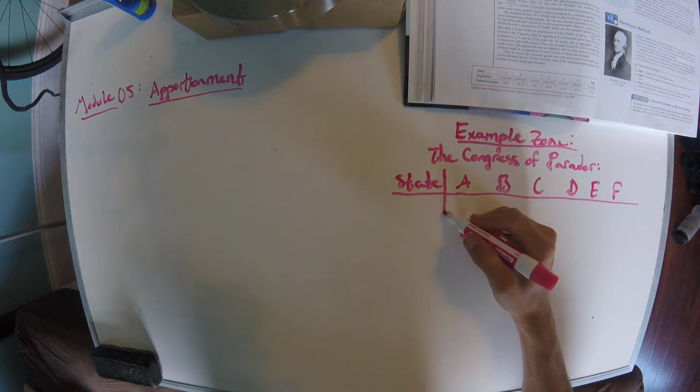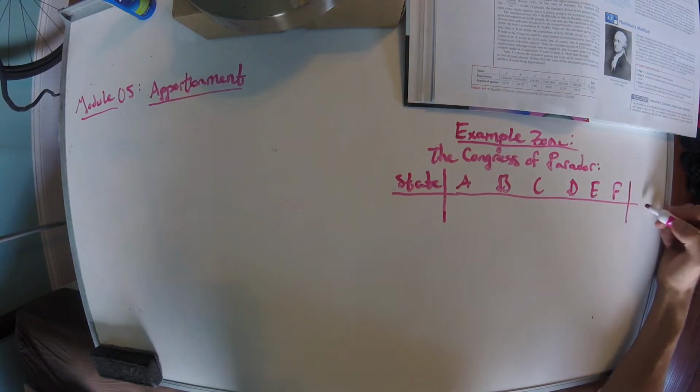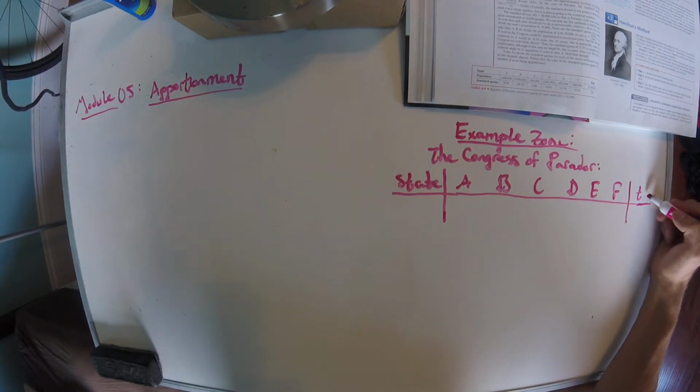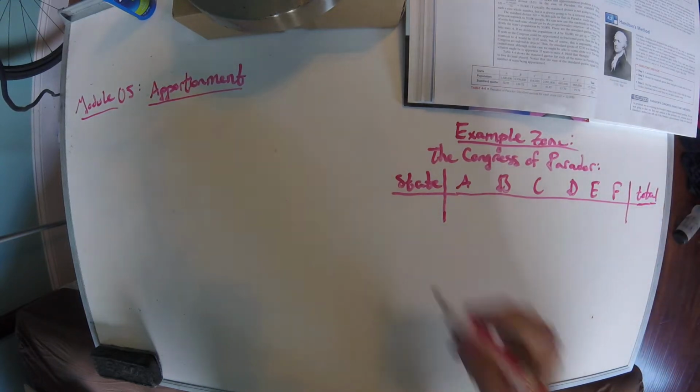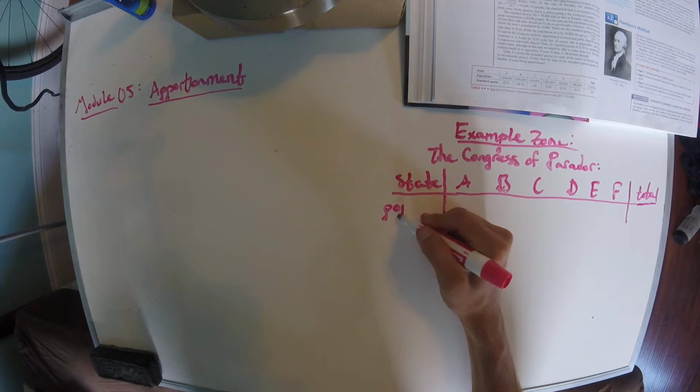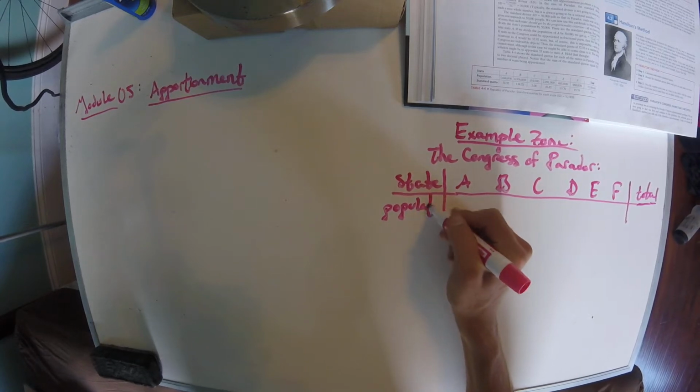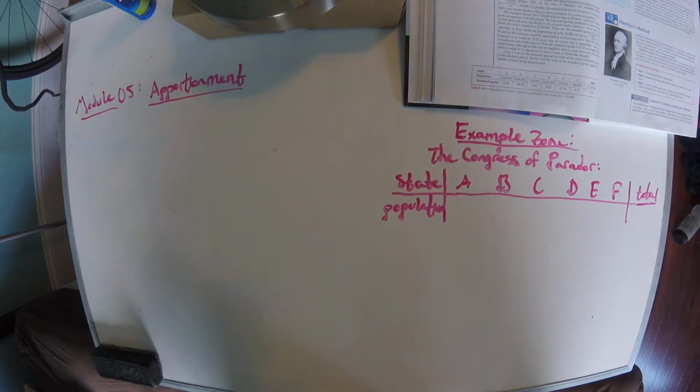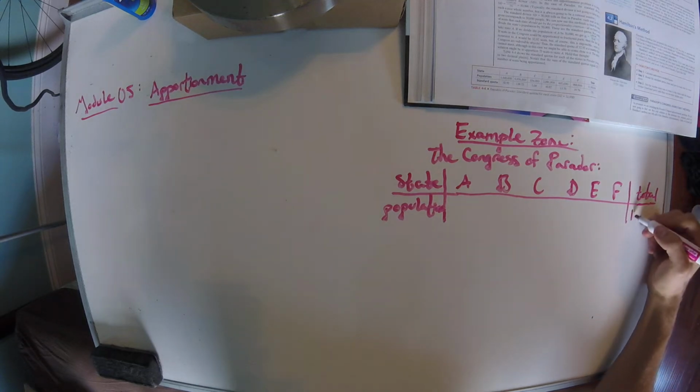And they each have some population, so I'm going to put a column for total here, and you'll understand what that means in a moment. So each state, of course, has its population. And the total population of all of Bahia is 12.5 million.